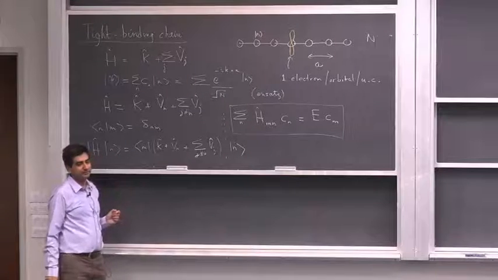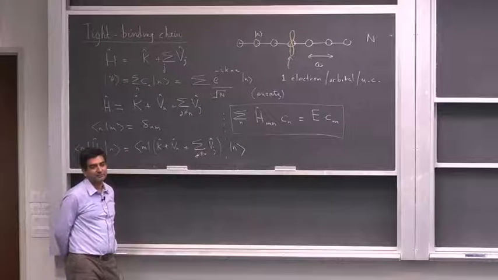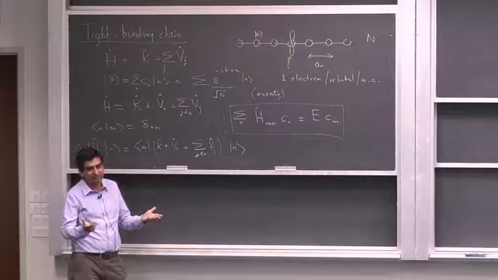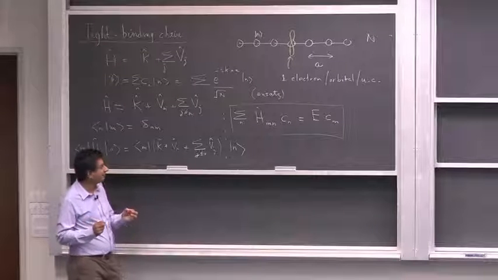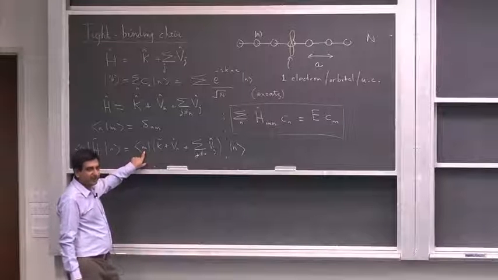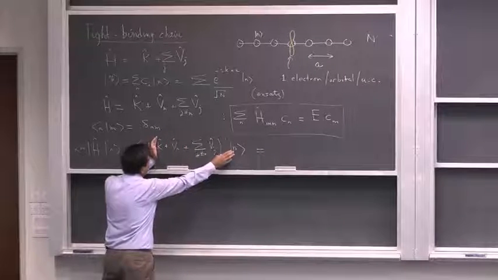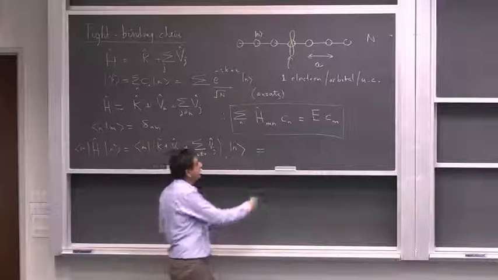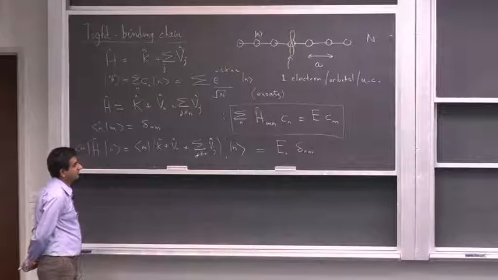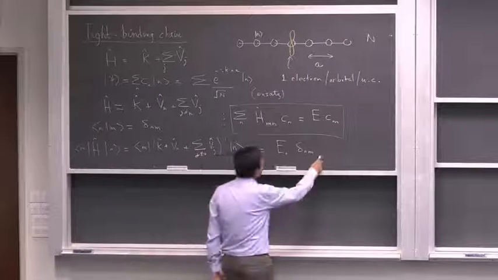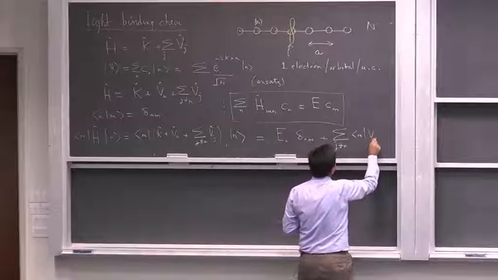Now if I look at the first two terms, this atomic orbital is an eigenstate of K plus V_n with some ground state energy E_0, just like a hydrogen atom, just like one electron coupled to a nucleus. But then you have to take the overlap with m. So if I perform this eigenvalue equation and then form the overlap, this will give me E_0 only when n equals m. And then I have to include other terms, j is not equal to n, and I have <m|V_j|n>.